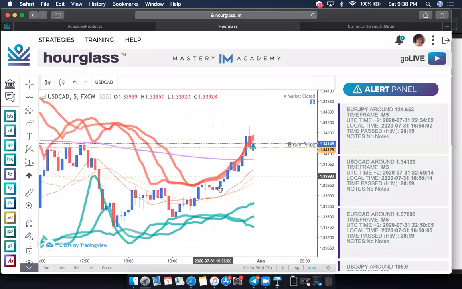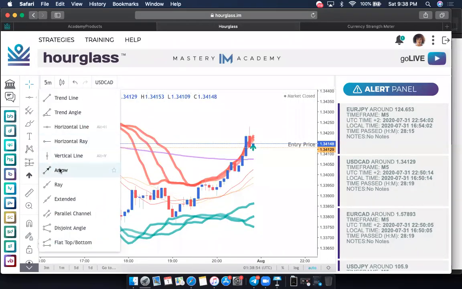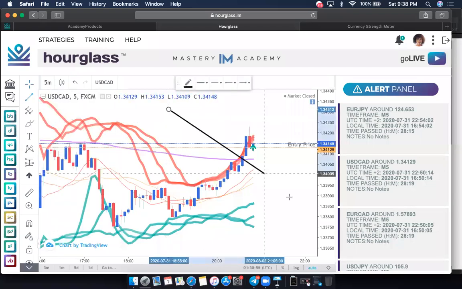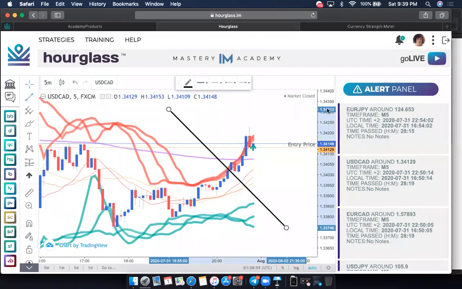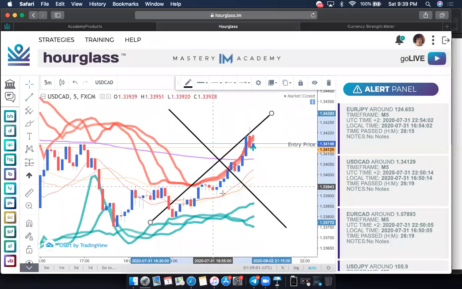Stay away from setups like this. This is no good. You leave this alone. I'm not taking this trade. I don't want the purple line in between the Bollinger Bands. All right, leave that alone. You just go on to the next trade.